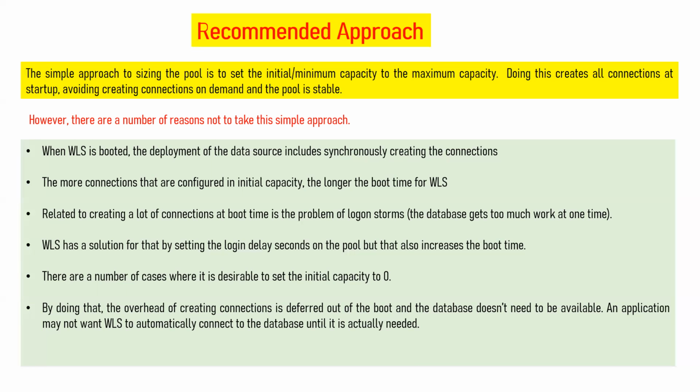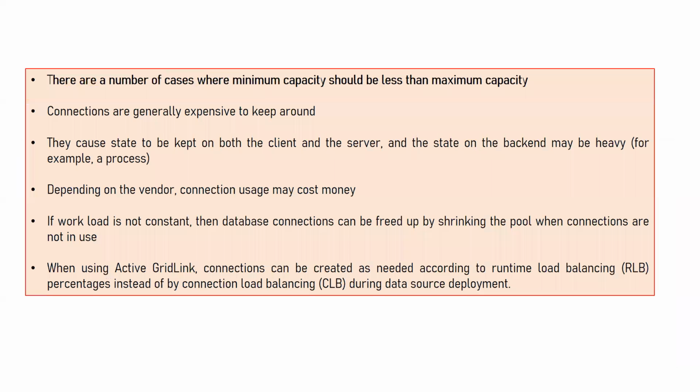So why do I need to create a lot of connections in my pool if my application needs only a few connections at a certain chunk of time in the day? For that, I will set my initial capacity to 0, and whenever my application needs a connection, it will create one at that time. So these are the points that explain why in some situations you need the initial capacity as 0, or maybe at the minimum capacity.